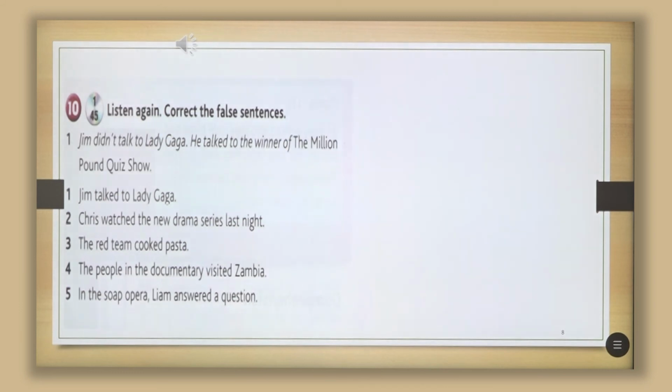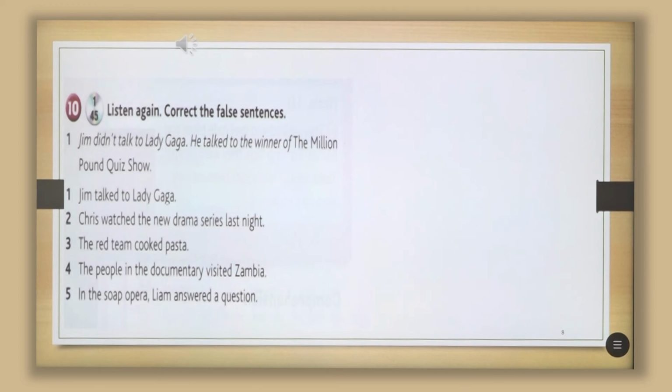Okay, now you're going to listen to a dialogue, actually, talking about different people. What you're going to do there is you're going only to correct the false sentences. Here are 5 sentences. Okay, the first one is done. So some of them are true, so you're not going to do anything about them. But some of them are false, so you're going to correct them. Let's listen.